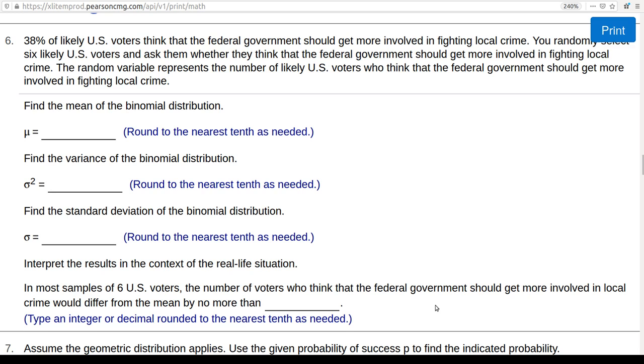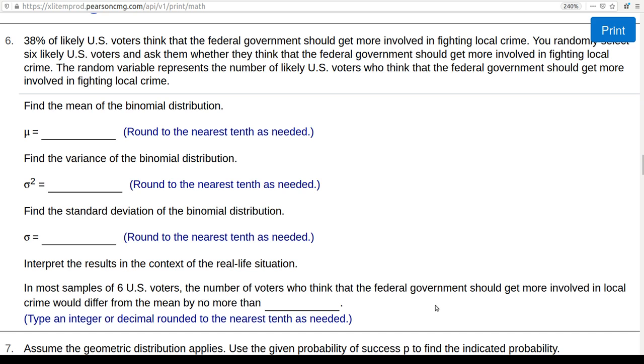All right, so we want to look at Chapter 4, review problem number 6. This problem says that 38% of likely U.S. voters think the federal government should get more involved in fighting local crime. You randomly select 6 likely U.S. voters and ask them whether they think that the federal government should get more involved in fighting local crime. The random variable represents the number of likely U.S. voters who think that the federal government should get more involved in fighting local crime.